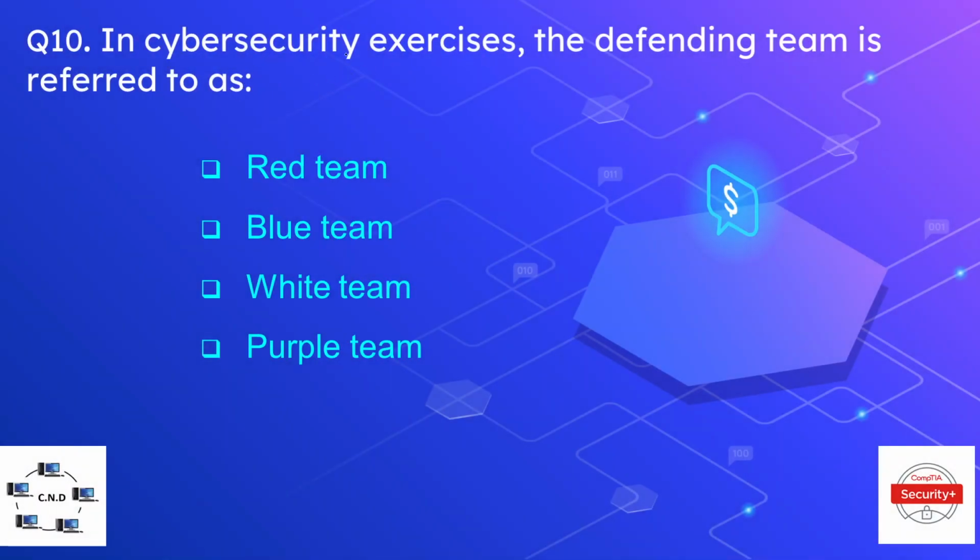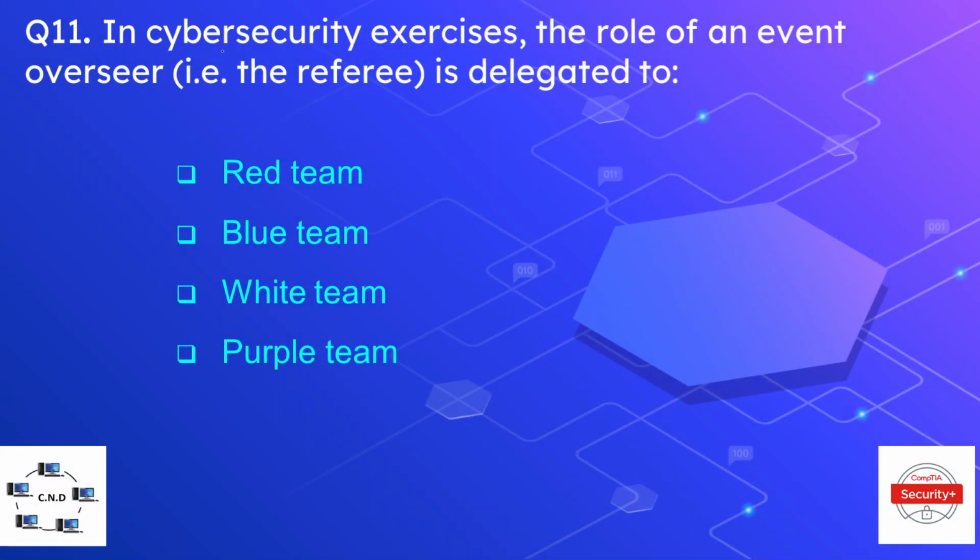Question number 10 is that in cybersecurity exercises, the defending team is referred to as, and again the options are red team, blue team, white team, or purple team. And the correct option is the blue team. So the blue team represents the defending team. Question number 11 is that in cybersecurity exercises, the role of an event overseer or the referee is delegated to, and the options are red team, blue team, white team, or purple team. And the correct option is the white team.